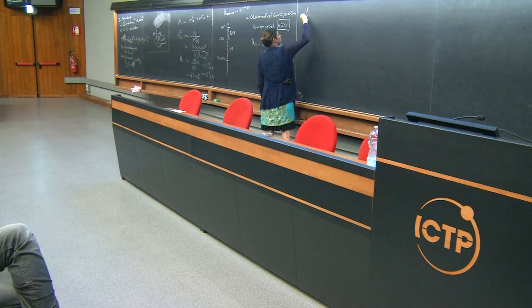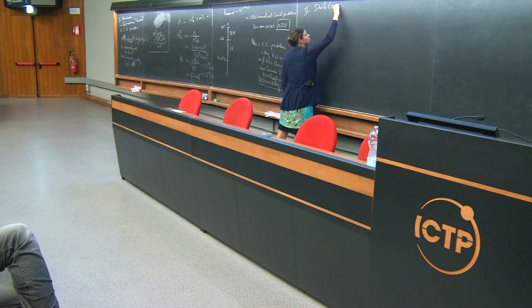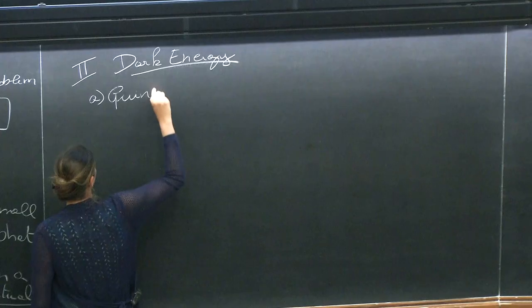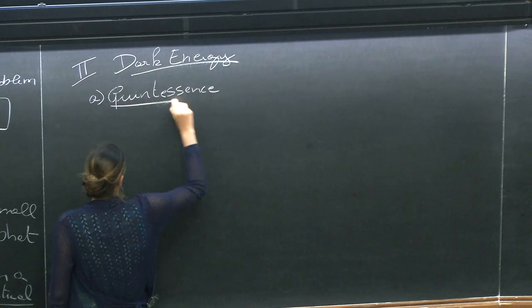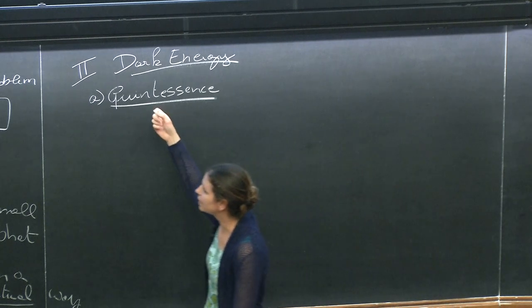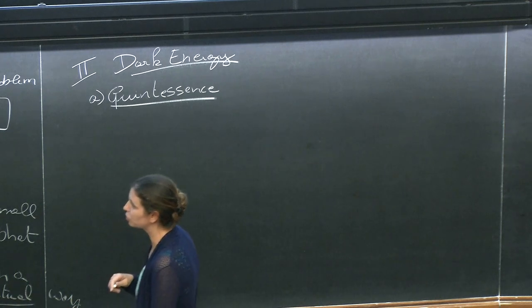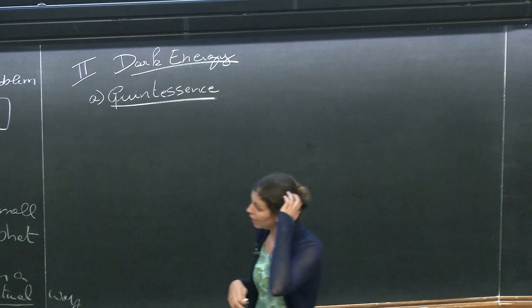Okay, so that's it for my motivations. Now we're going to go through the models of dark energy. And we'll have a look at quintessence to start with, because that's one of the first models of dark energy. Quintessence was really proposed to address the coincidence problem, but since then it's been understood that you could have a scalar field that could play the role of dark energy, and which would be dynamical.